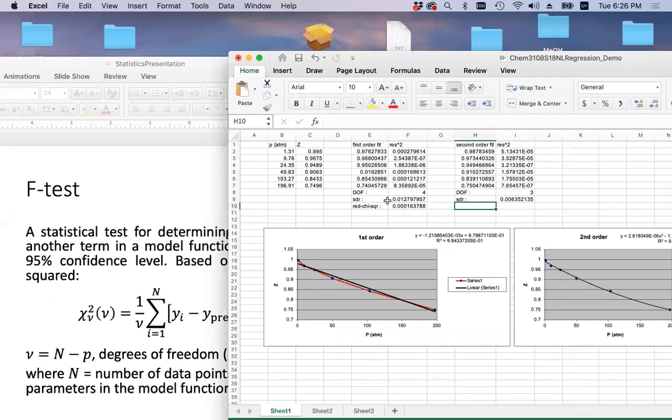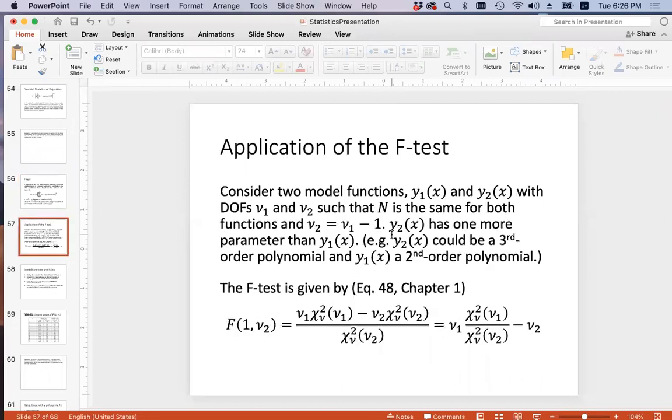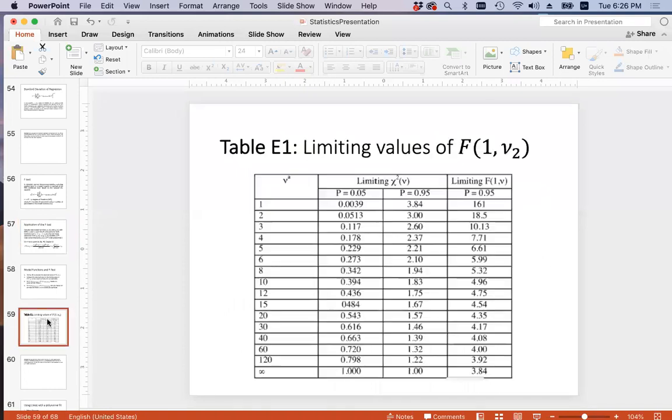Okay. And I can just copy these two cells over here. And so here's my reduced chi-squared values for these two fits. And so now I have all of the pieces of information that I need to apply the F-test. So to apply the F-test, I just use this formula here. But how about first, let's look up the limiting F-test value that we're going to compare to.